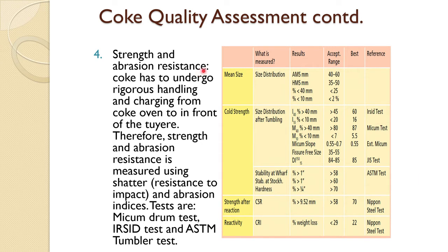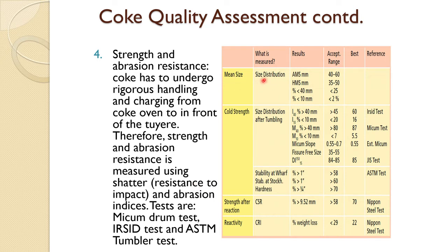Now, strength and abrasion resistance has to undergo rigorous handling and charging from the coke oven to in front of the tuyere. Therefore, strength and abrasion resistance is measured using the stability index or abrasion indices. So, of course, we have discussed this a bit in iron ore sinter pellets. Here especially for the coke, the tests are the Micum drum test, IRSID test or ASTM.